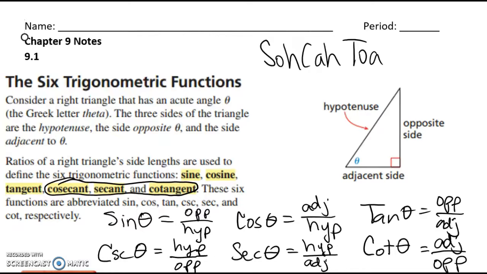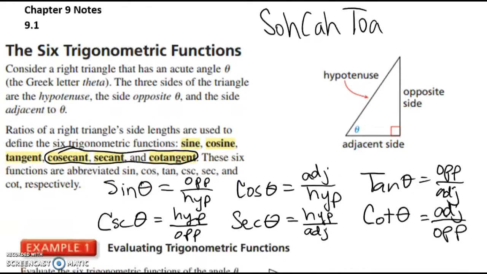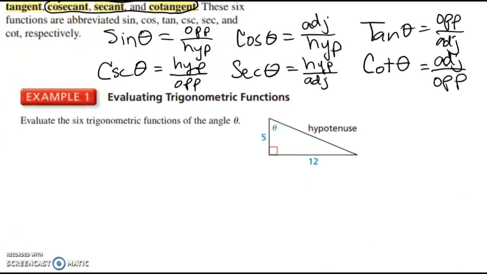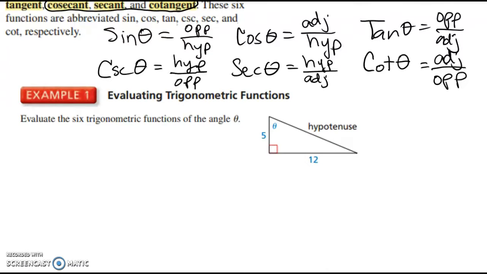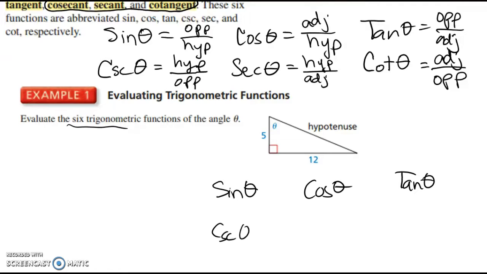So mostly everything is a review here except for the three new trig functions, which are just the reciprocals of the three you already know. So in this example 1, we have a triangle here, and we want to list all 6 trig functions. We want to list the ratio of the sine, the cosine, the tangent, and then the other 3 reciprocals, cosecant, secant, and cotangent.